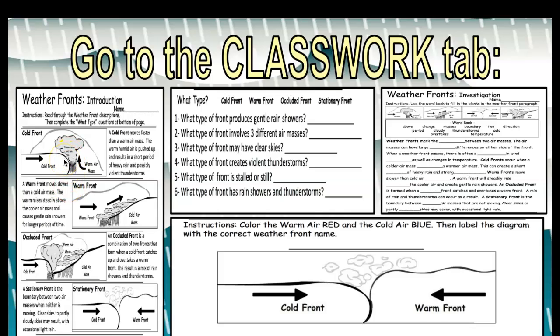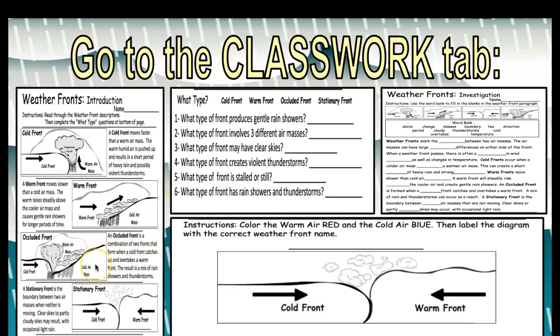A cold front moves faster than a warm air mass. The warm, humid air is pushed up and results in a short period of heavy rain and possibly violent thunderstorms. A warm front moves slower than a cold air mass, so the warm air raises up above the cold air mass and causes gentle rain showers, and they can last a little while.